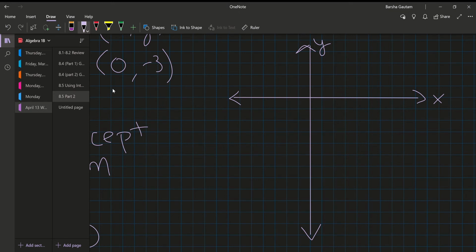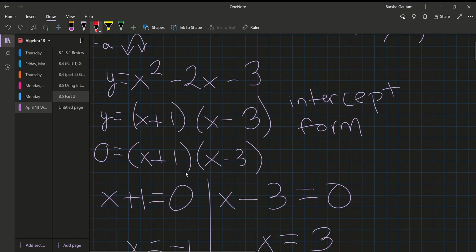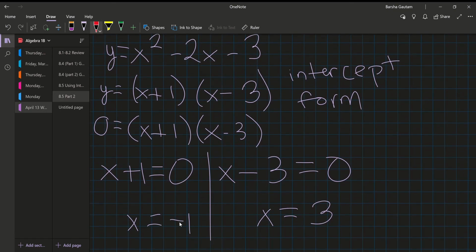One of our points was 0, -3, so let's go ahead and plot that. So 0 is our x, and this is our y. We're not going to move right or left since our x is 0, and we're going to move 3 down. 1, 2, 3, because we have a -3. All right, there's one of our points. And we have a few other points here. We have x equals -1 and x equals 3.